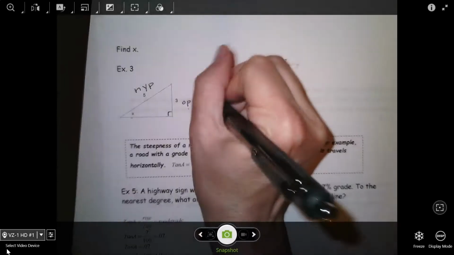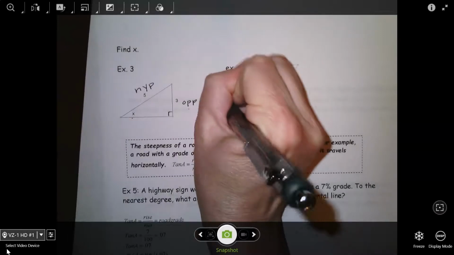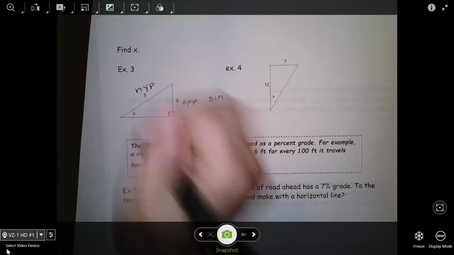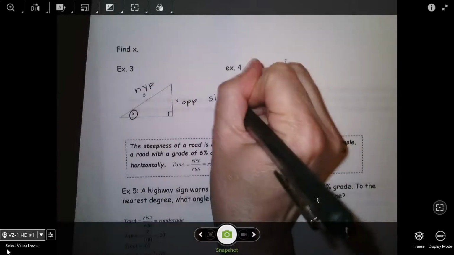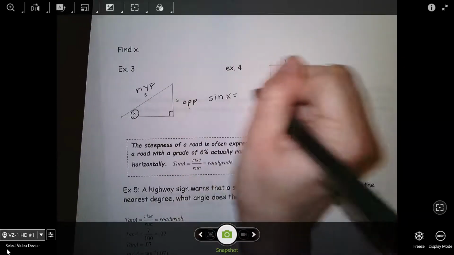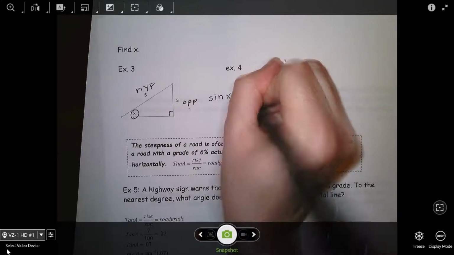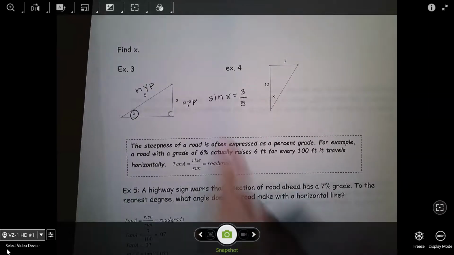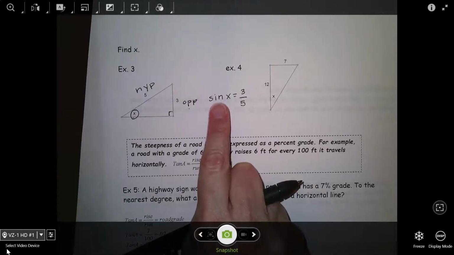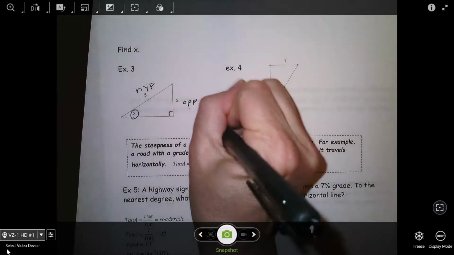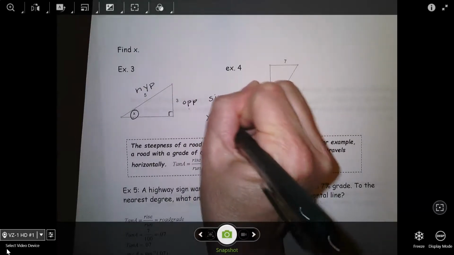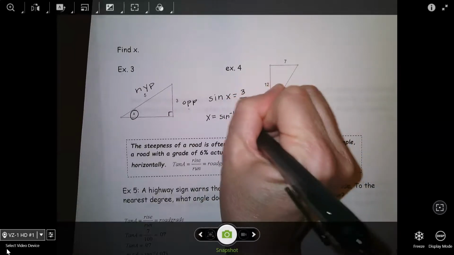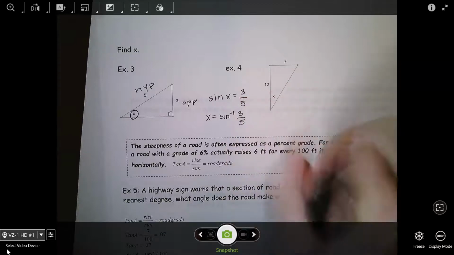It's very important that when you set up your trig function, next to the trig function is always the angle. My angle in this case is the X, and that's going to equal my opposite, which in this case is 3, over my hypotenuse, which is 5. Again, to get rid of this, I'm going to do inverse sine. So X is going to equal inverse sine. Remember that's inverse sine, not negative sine. Most definitely not negative sine.